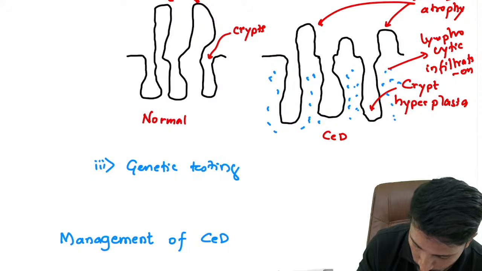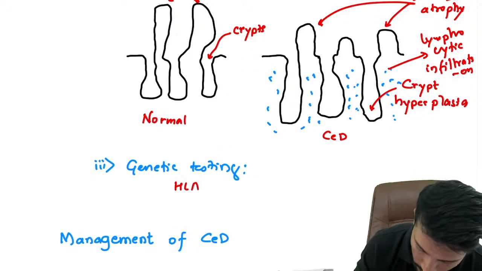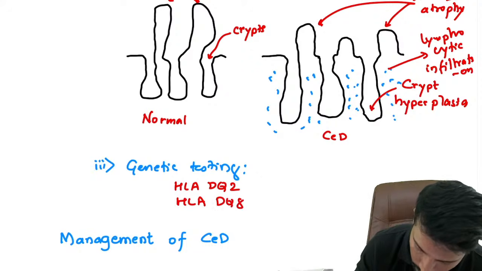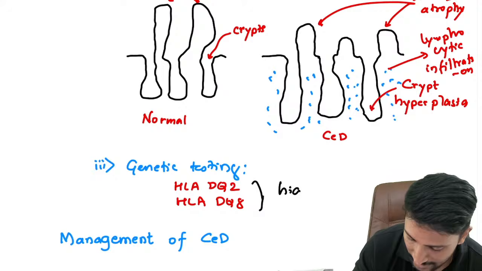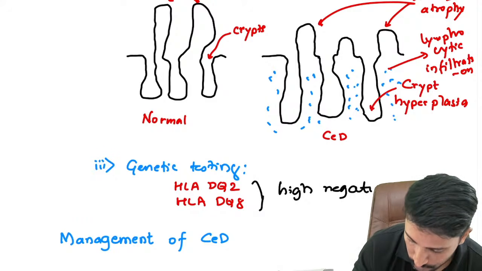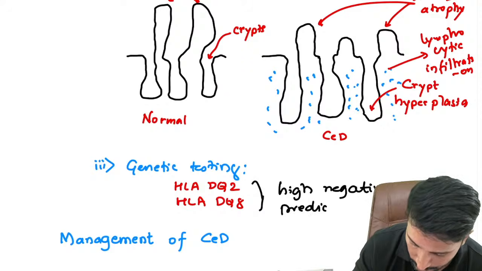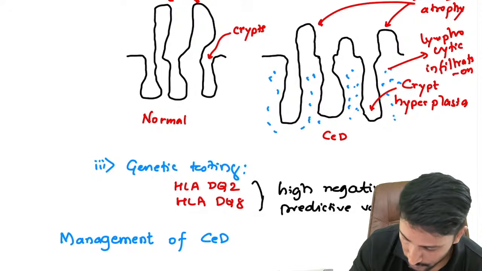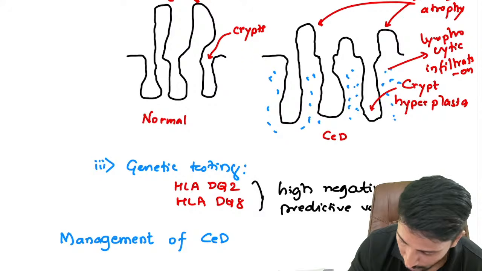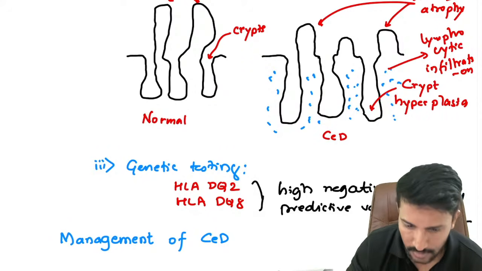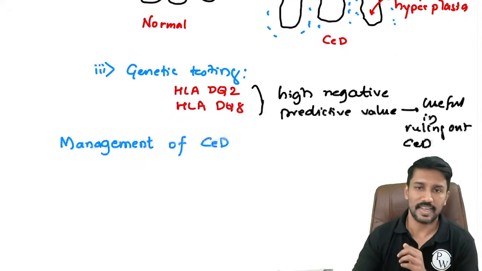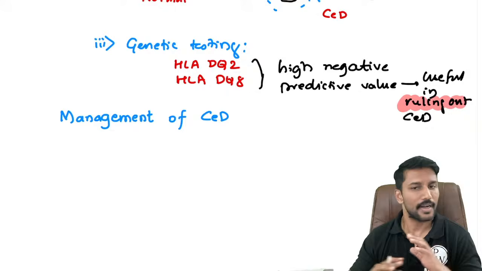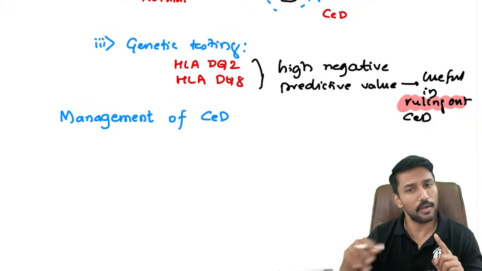Genetic testing. There you can mention HLA DQ2 or HLA DQ8 have high negative predictive value. Useful in ruling out celiac disease. Not useful in ruling in celiac disease. They are helpful in ruling out. If it is negative, it's not celiac disease. If it is positive, it may or may not be celiac disease.